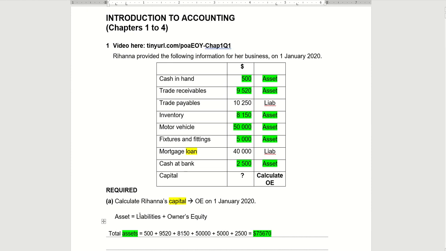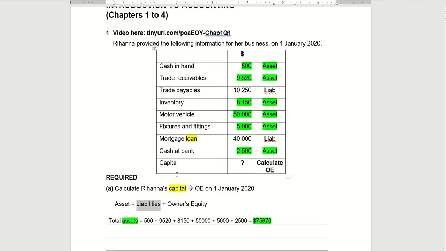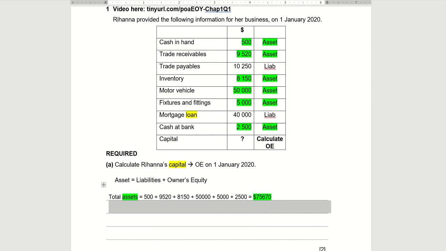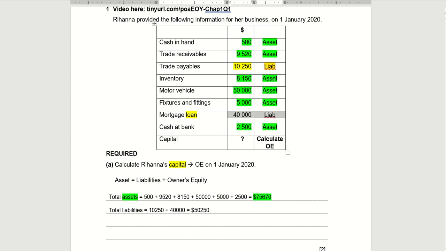Next, I need to find out what my liabilities are. So I am going to add up all my liabilities, all these liabilities which are in yellow. There are only 2 of them in yellow. And so my total liabilities in yellow, I will add them up and I will get $50,250.